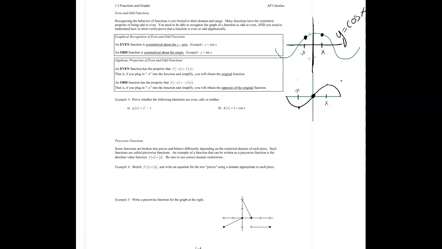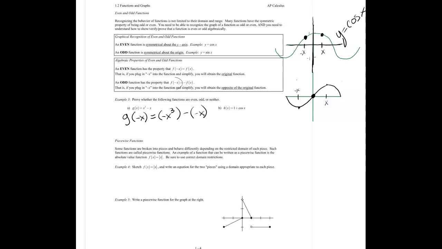Alright, so proving these things algebraically, we need to prove whether or not the following functions are even, odd, or neither. So we're looking at the function g of x is equal to x cubed minus x. The first thing I'm going to do is use that f of negative x from both. So I've got g of negative x is going to be equal to negative x cubed minus negative x. Anywhere that I see an x in the original equation, I'm going to plug in that negative x.